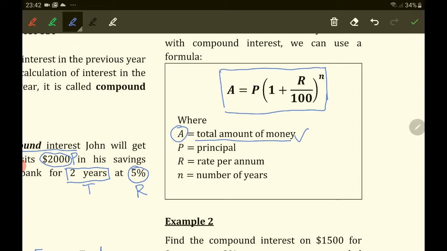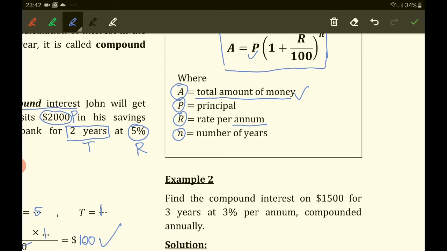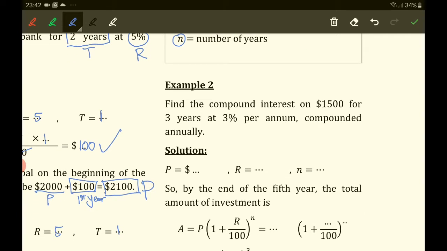And then P, of course, is the principal, still the same. R is the rate per year. Annum means year. And then n here is the number of years. Previously you had T as the number of years, but now it changes to n. So let's take a look at example 2 so that you have a better understanding.